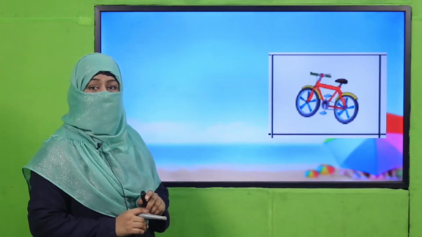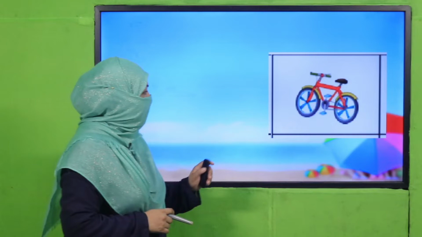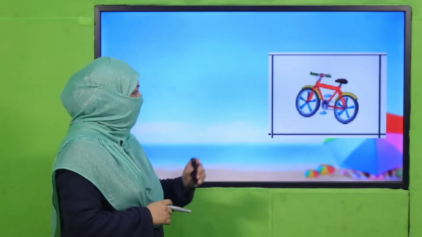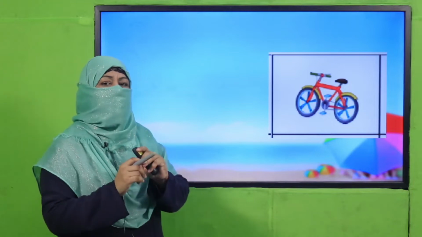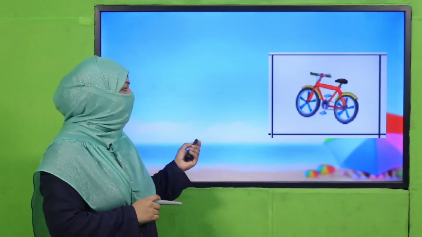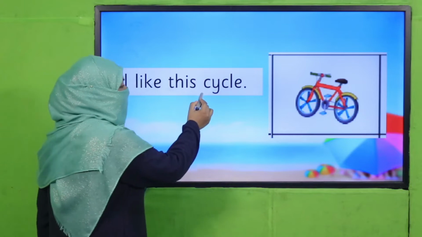Likewise, look at this. What is this? This is a cycle. What else can we talk about? Its color is red and blue and yellow. Or, I like this cycle. Now you see, we use a naming word to make a sentence. I like this cycle.